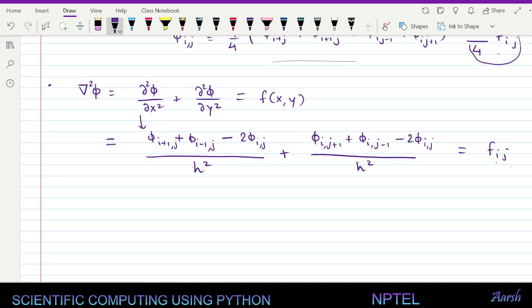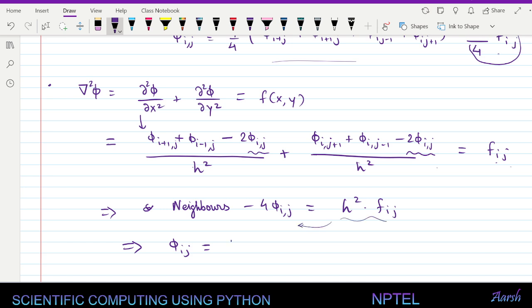So now h square can be taken common, and phi ij has total 4 contributions. So this is like neighbors minus 4 phi ij is equal to h square times f ij, which means now we can rewrite it in terms of phi ij. So this term goes to the left hand side, so it becomes neighbors minus h square f ij, and that is equal to 4 times phi ij, so we divide by 4.